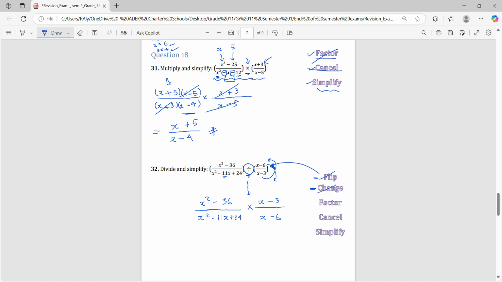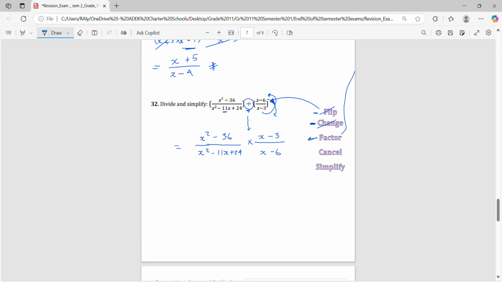What is the next step? It is to factorize, as we did here. Go to the first step here. So we will start factorizing, then canceling, then simplifying. Now, how can we factorize x squared minus 36?